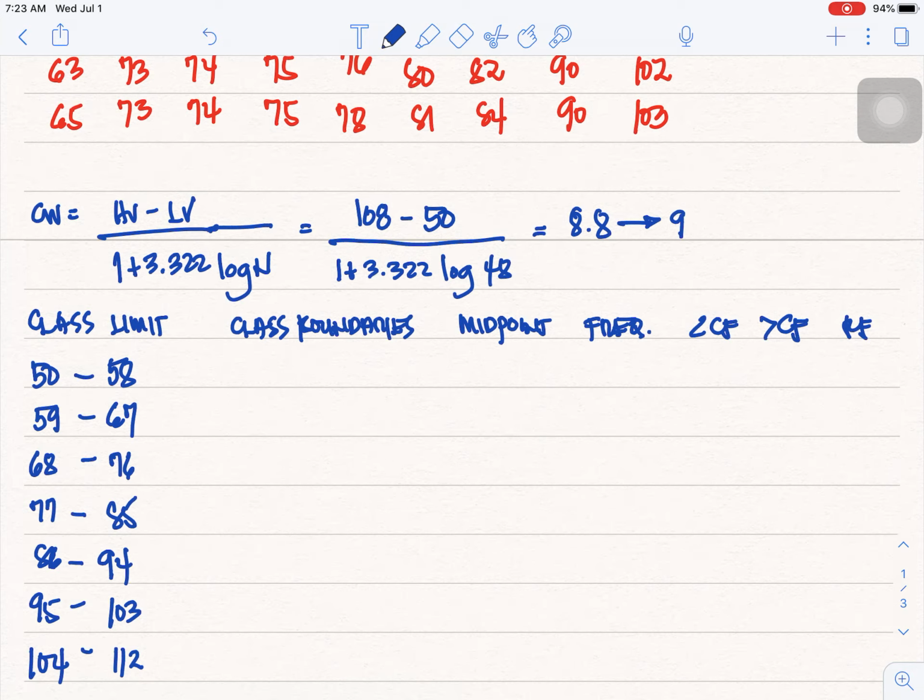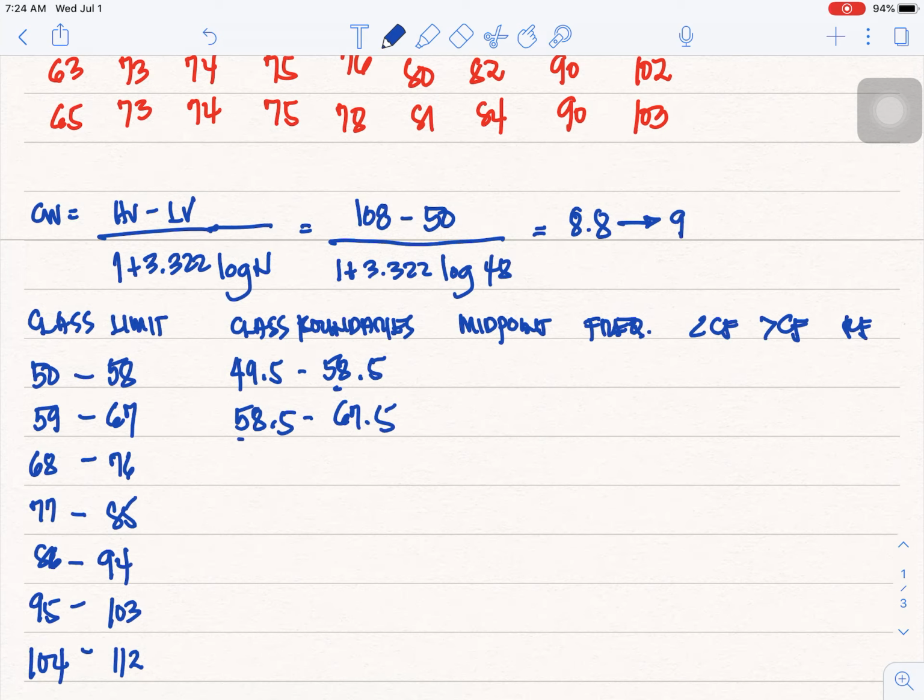So we need to subtract 0.5 from the lower class limit and add 0.5 to the upper class limit. This will be 49.5 to 58.5. Then 58.5 to 67.5. As you can see, we have the same upper class boundary in the first class and lower class boundary in the second class.